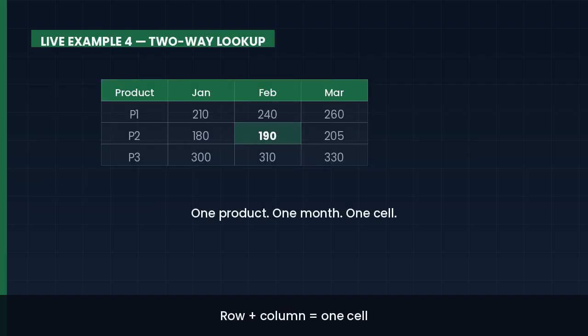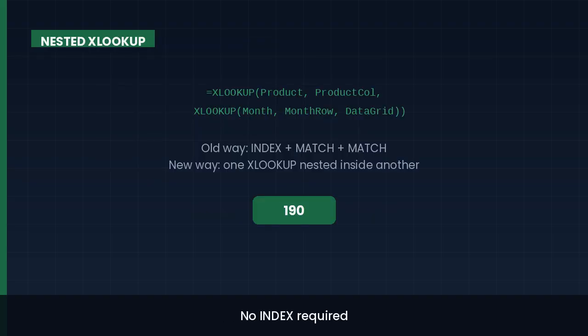This is where XLOOKUP really shows off. I want revenue for one product in one specific month, a two-way lookup. The classic way to do this was INDEX combined with two MATCH functions. Watch how much cleaner this is with XLOOKUP. One XLOOKUP finds the right row, and I nest a second XLOOKUP inside it to find the right column. Two lookups, one clean formula, no INDEX required.